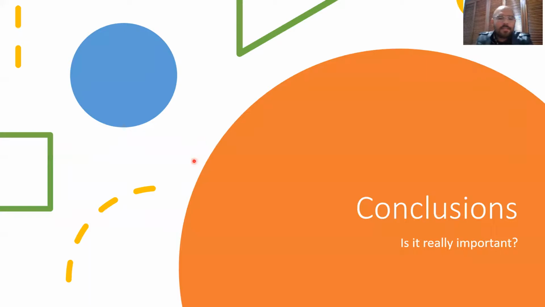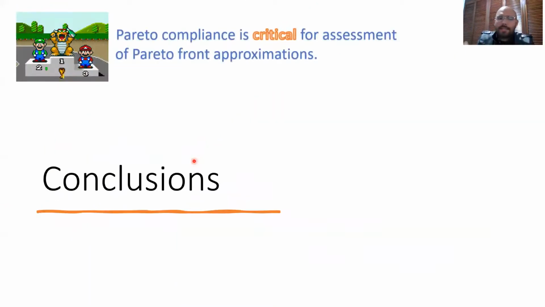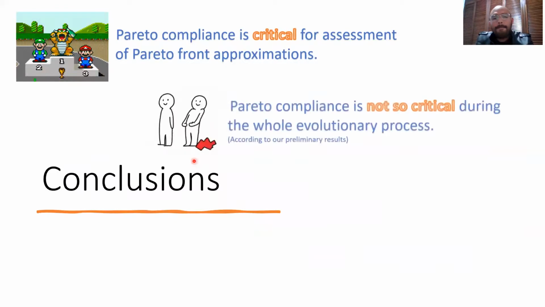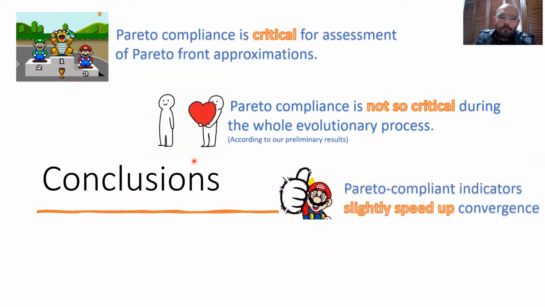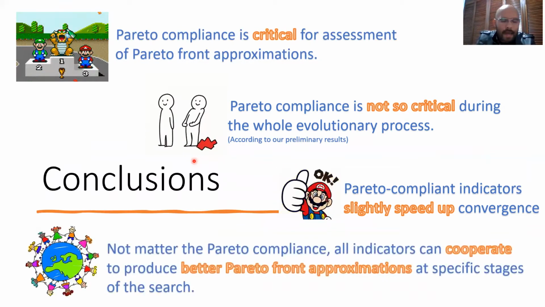Okay, finally, the conclusions. So first, Pareto compliance is critical for assessment of Pareto form approximations, but in contrast, is not so critical during the whole evolutionary process, so our heart is broken. Also, the Pareto compliant indicators slightly speed up convergence, but they have some problems. And finally, no matter the Pareto compliance, all indicators can cooperate to produce better Pareto form approximations.